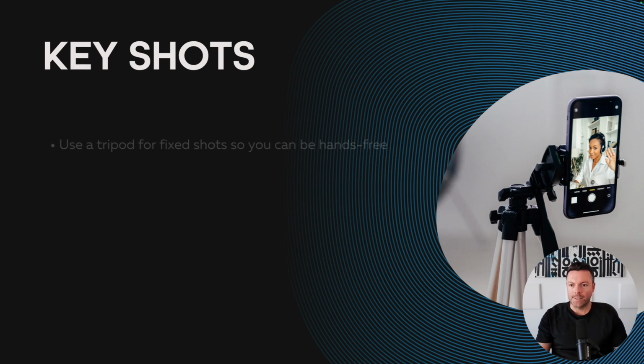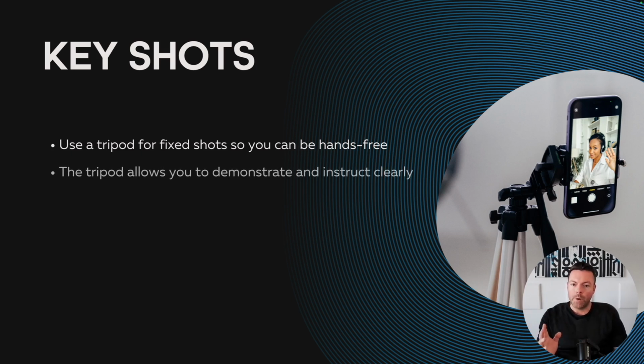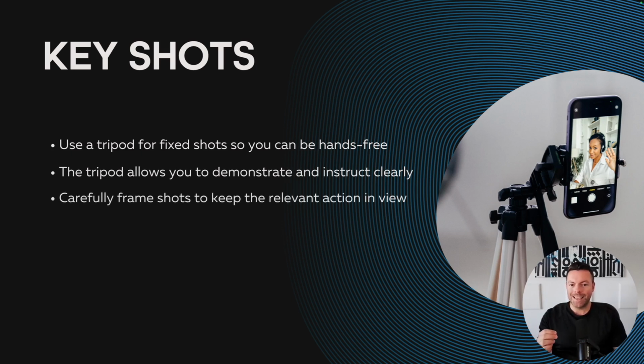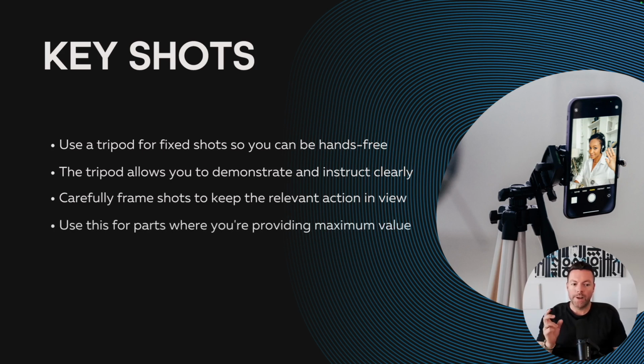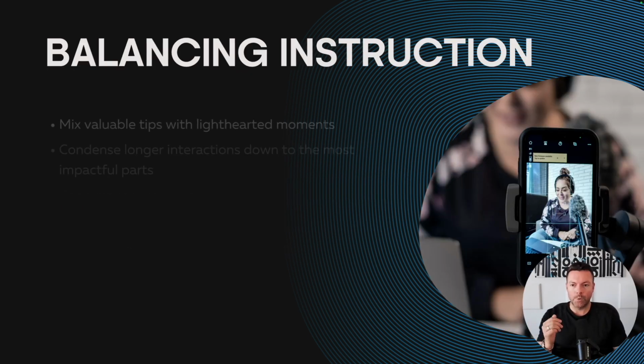Let's talk about key shots now. Use a tripod for fixed shots so you can be hands-free. Of course, you can get cheap tripods off Amazon for like 20, 30 bucks, no problem. The tripod allows you to demonstrate and instruct clearly if you're showing how to do something, and carefully frame shots to keep the relevant action in view. Use this for parts where you're providing maximum value. Tripod shots are going to elevate the professionalism of your video. They make it look more highly produced.